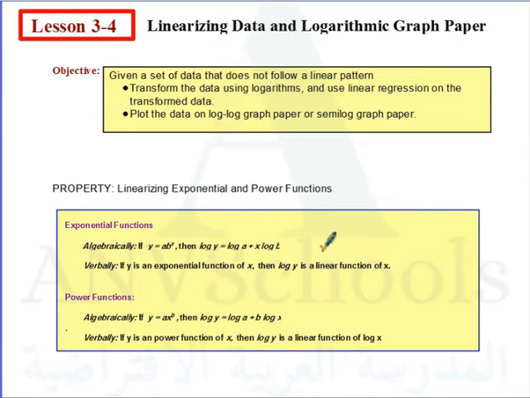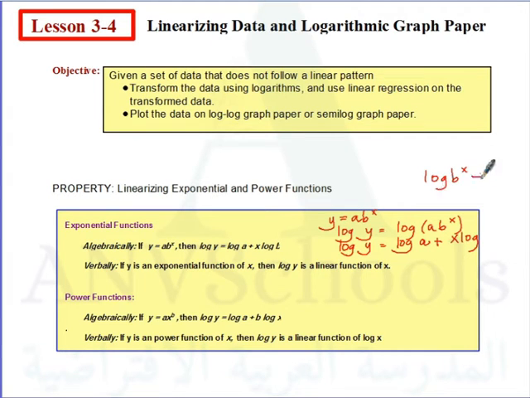So if y is equal to ab^x, then taking the log of both the left and the right sides, we will have something like this. Following the properties of the logarithm, our transformed equation will be log a plus x log b. The product rule lets us separate the terms, and the power rule applies too: log b^x is actually equal to x log b. So that is the explanation for this transformed equation.